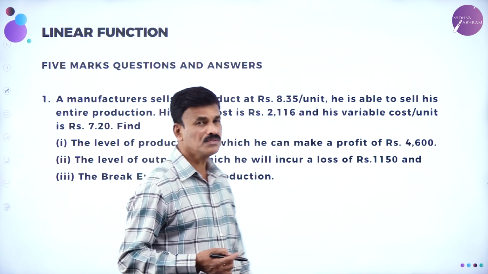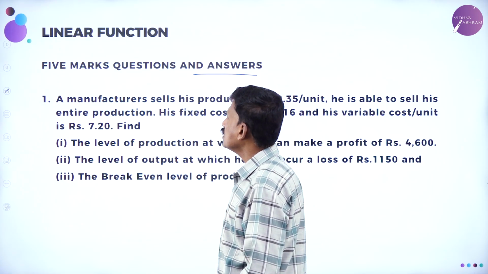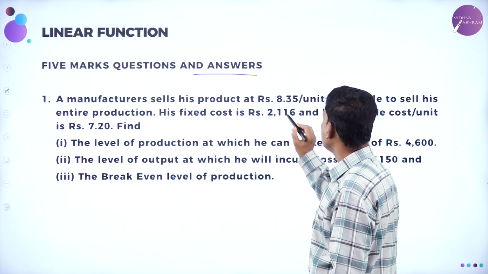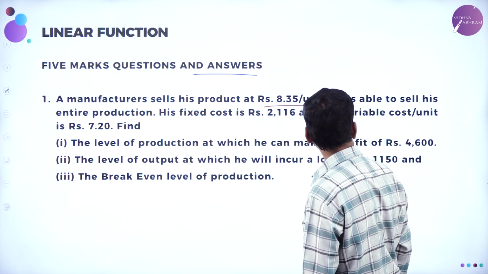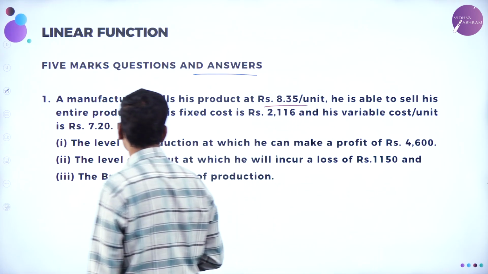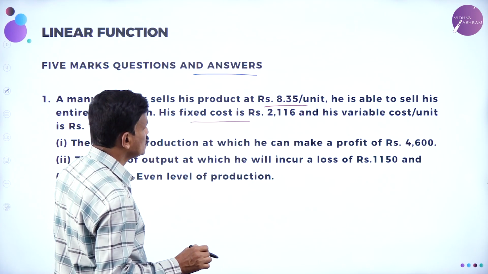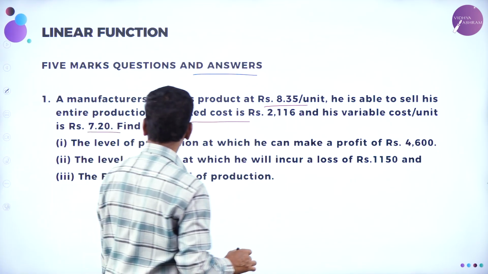Let us move on to the 5 mark questions. So, these are all 5 marks question and answer. Let us come to the first problem. A manufacturer sells his products at rupees 8.35 per unit. He is able to sell his entire production. His fixed cost is rupees 2,116 and his variable cost per unit is 7.20.